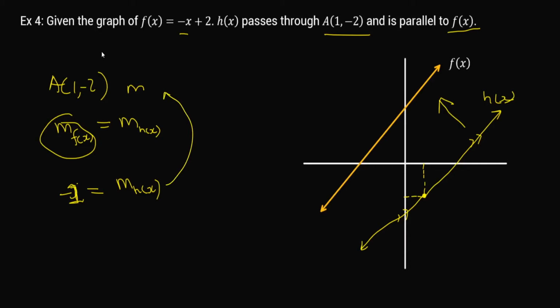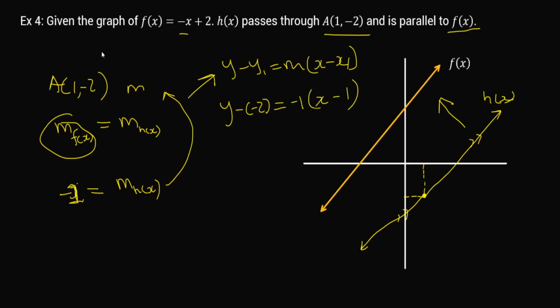So already we have two things. We have a point and we have a slope. And we can use the point to slope equation, which is y minus y1 in that form. So we have y1 is minus 2, and the gradient is minus 1, x1 is 1. You have to leave it in the form h of x, because they said they want the equation of h of x.